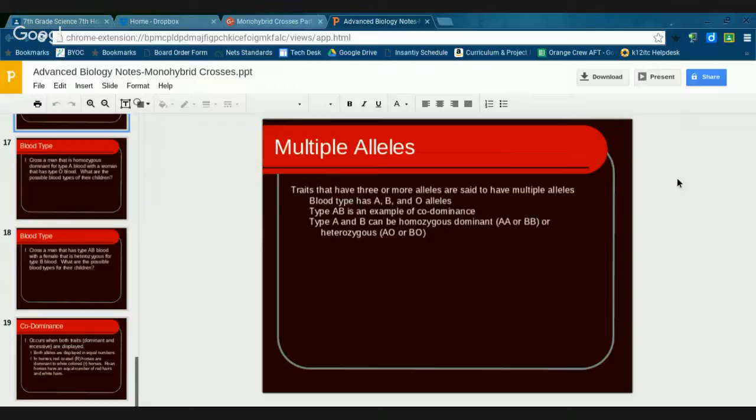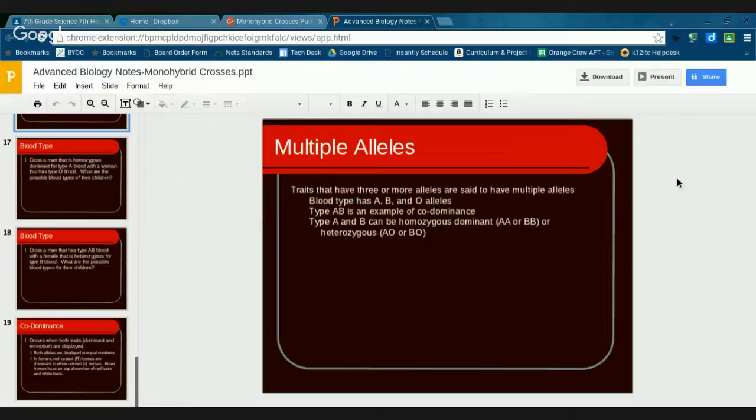So now here's where it gets tricky. Type A can be homozygous dominant, you can have 2 A alleles, or you could be heterozygous, meaning you've got one A and one O. A and B are both dominant, O is recessive. So if you got the A allele from mom and the O allele from dad, that O allele is going to be covered up. So you won't have type AO blood, you're just going to have type A blood.